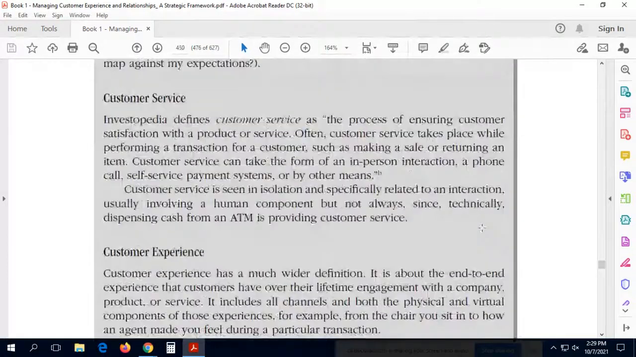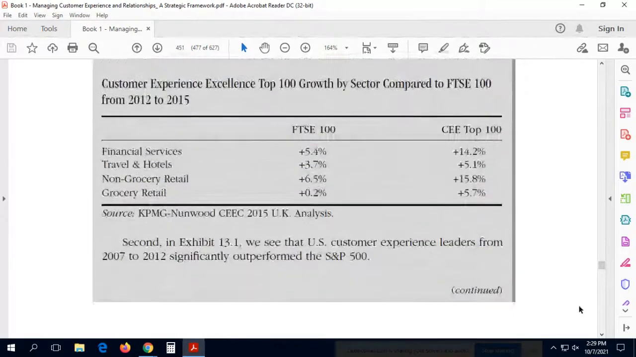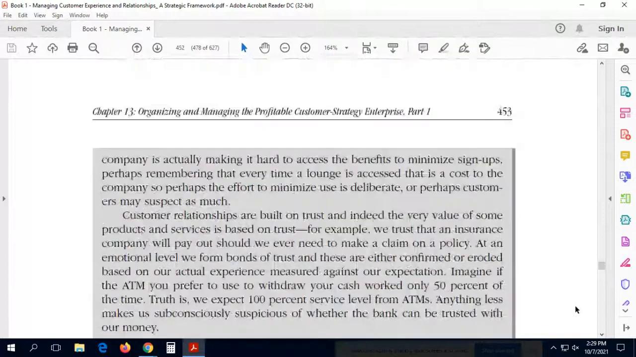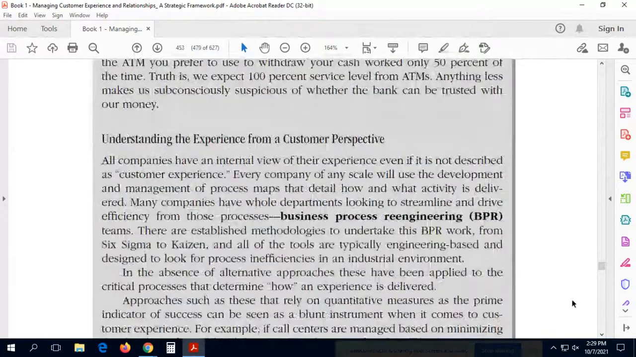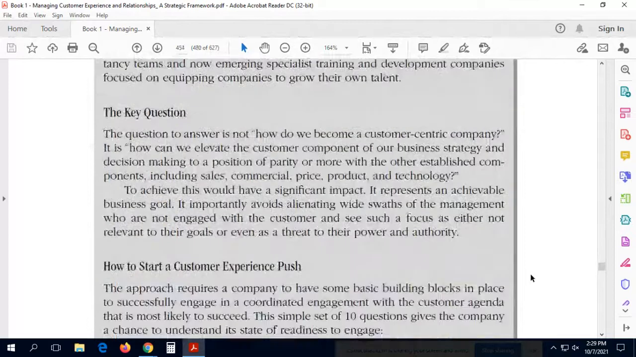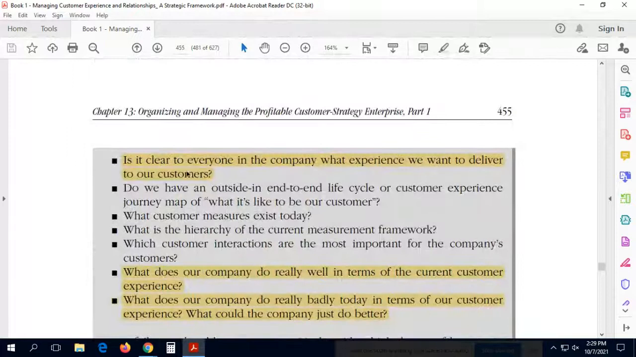They are giving out some explanations and some very good examples in these sections. The examples are very interesting. We gave examples which we could. You can read the examples in your own time and try to think about these. For example, this type of question: is it clear to everyone in the company what experience we want to deliver to our customer? Is it clear to everyone in the company?